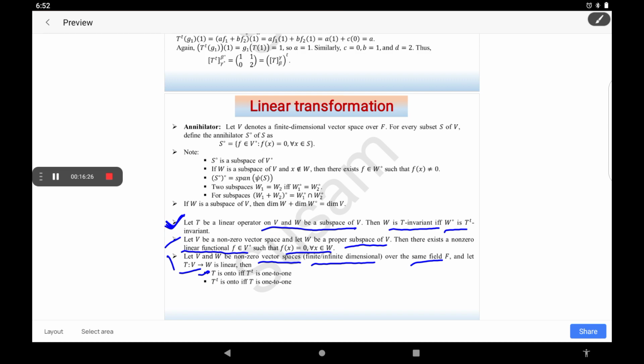So if you know the dual space, if you know the matrix representation on the dual spaces, from there you can say about the onto and one-one property of the matrix representation of the linear transformation T. Here just see, T is onto if and only if T transpose is 1 to 1. On the other hand, T transpose is onto if and only if T is 1 to 1.